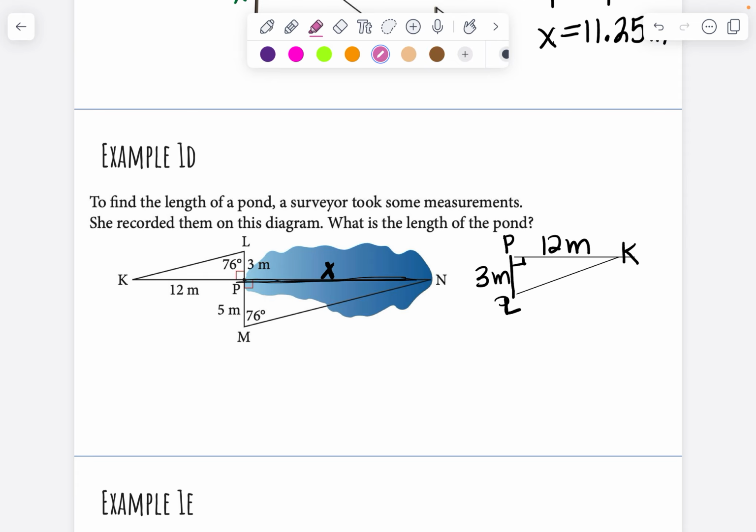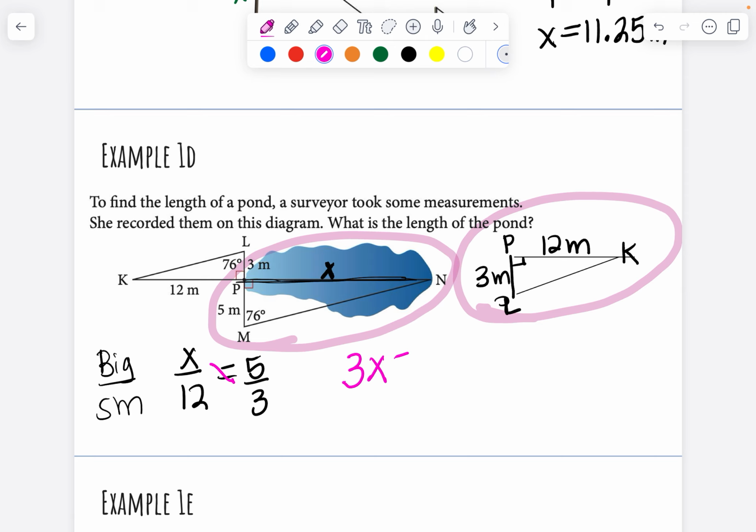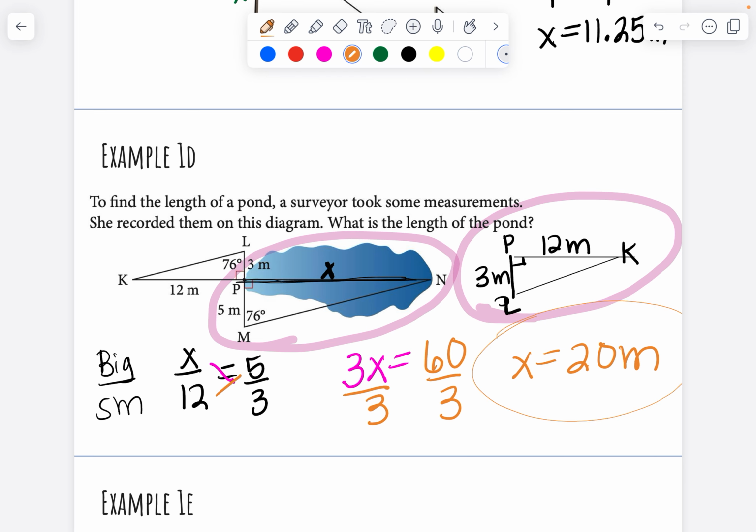So now the two triangles I'm dealing with are these two triangles. I'm going to have my big triangle on the top and my small triangle on the bottom. So x over 12 equals 5 over 3. Again, there are many ways you could have written that to begin with, but you'll get the same answer each time. 3 times x is 3x. 12 times 5 is 60. Dividing both sides by 3, we would get that the pond is 20 meters long.